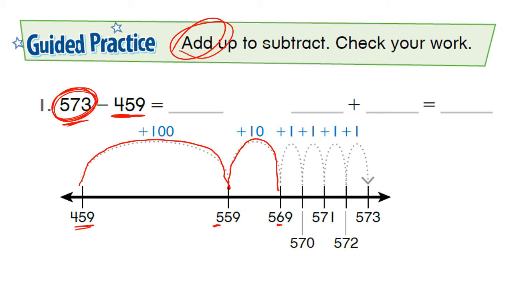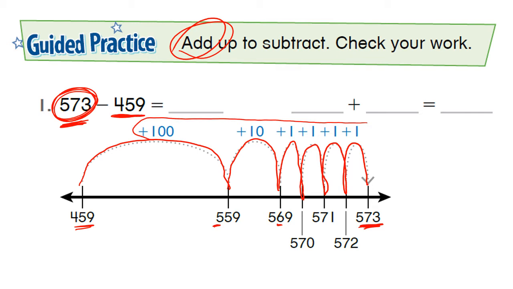I've added all my hundreds. I've added all my tens. So all that I have left to add is my ones. So I'm just going to add 1 until I get to 573. 569 plus 1 is 570, plus 1 is 571, plus 1 is 572, plus 1 is 573. So now I am at my minuend, my larger number. All I have to do now is add up all of the hops.